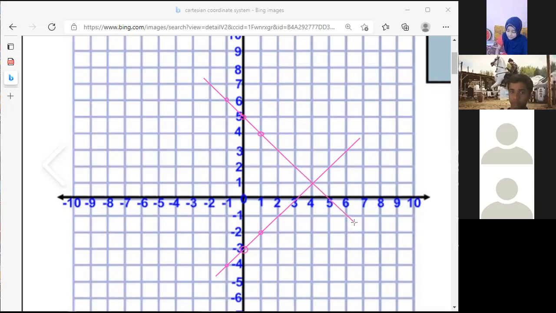Can you see? The answer will be 4, 1. So our solution is 4, 1 because you can see 4 of x axis and 1 of y axis is the point of intersection of the 2 lines. So that means this is the solution. This is the answer.